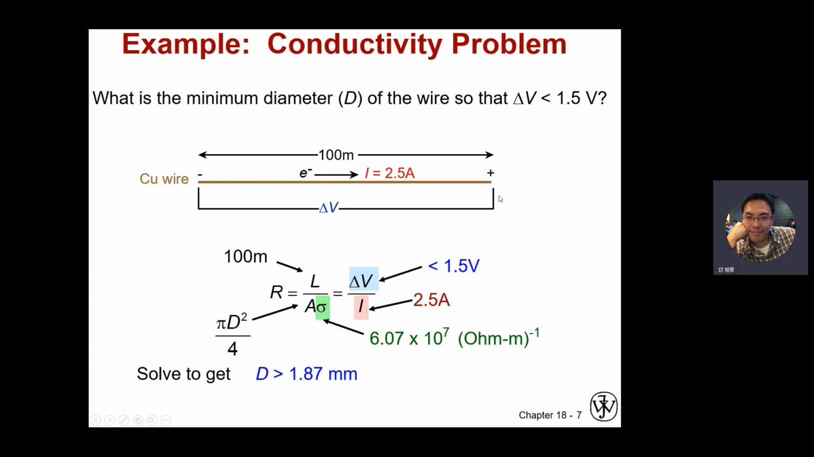So what is the minimum diameter of a wire so that the voltage drop is not more than 1.5 volts? Just to provide you an example, we have a copper wire of 100 meters, and the current equals 2.5 amps. The voltage drop has to be less than 1.5 volts.